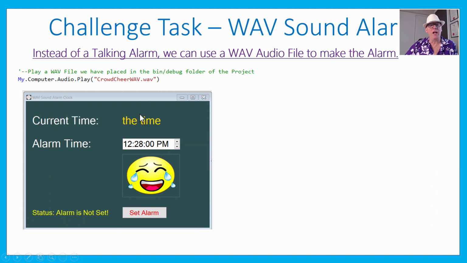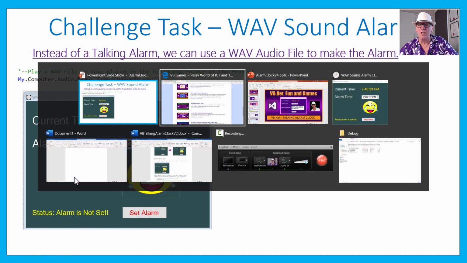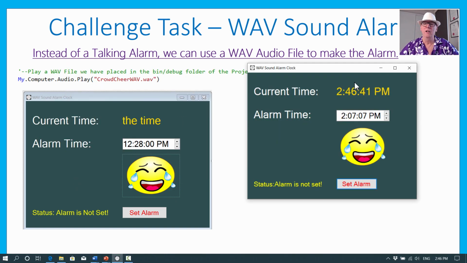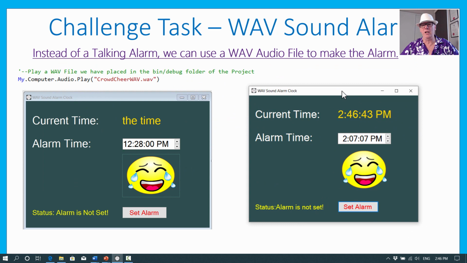So here we've got another alarm we made, which is the WAV sound alarm. We just had our previous project and made some changes, changed the background color, changed what it said up the top. And we've got our old laughing emoji friend here from the jumping button as well. We'll show you how this one works. So this one's a little bit different. So here it is over here.